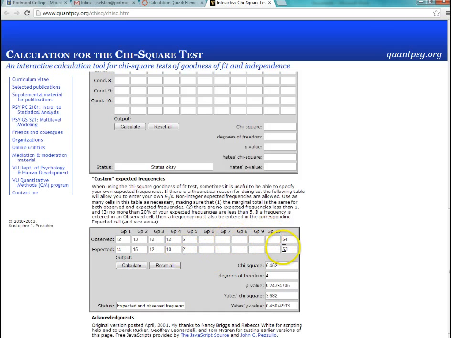And it calculates some things. Actually, I'm missing one here because they have to add up to the same amount. So there we go, 54. You get a chi-squared score and a p-value. Okay, getting numbers working around.